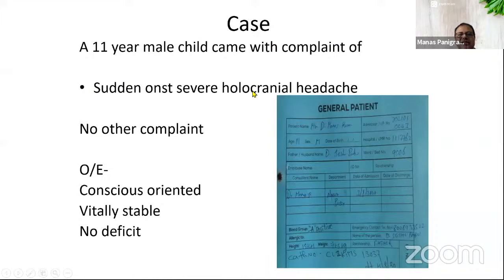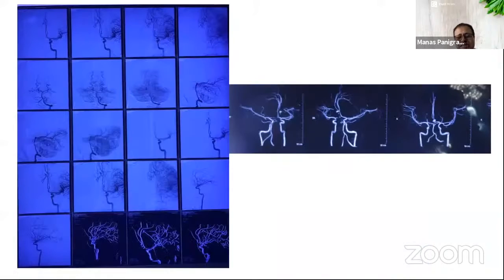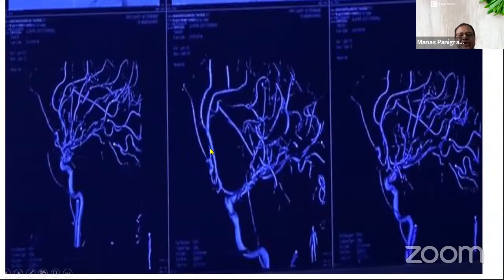Now this is another child, an 11-year-old, who came with sudden onset of headache, and the CT scan showed subarachnoid hemorrhage, and this is the angiogram finding. The angiogram showed an aneurysm in the distal ACA. It was a fusiform aneurysm. So our plan was to do excision of the aneurysm and then do end-to-end anastomosis.